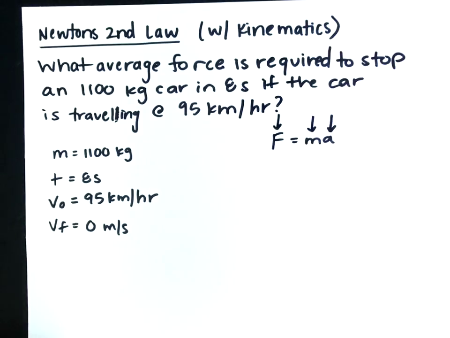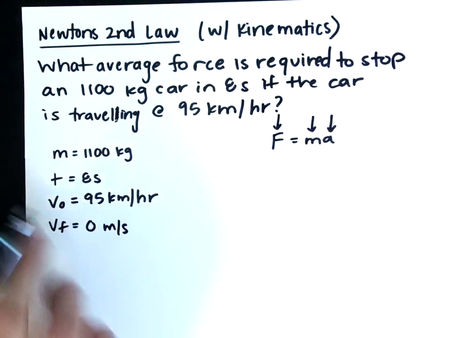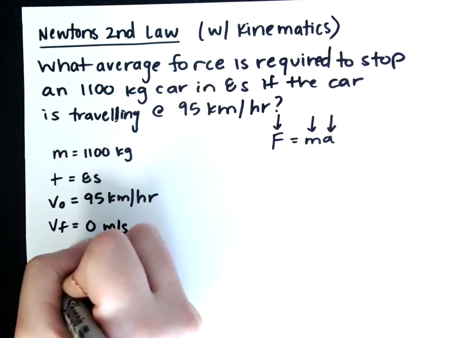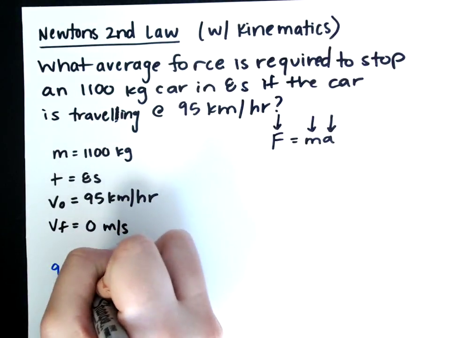They gave us the velocity and they gave us the seconds that we needed. Can't we convert the kilometers per hour to meters per second and divide that by 8 to find acceleration? Yes, we can. So that's what we're going to do. So first thing we want to do is take 95 kilometers per hour. We want to convert to meters per second.